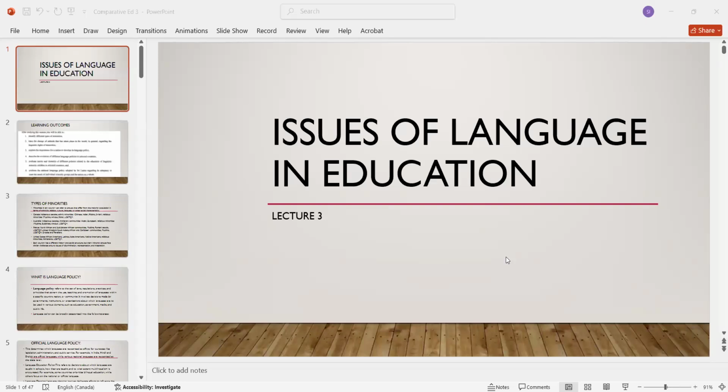So today our topic is issues of language in education, right? We are thinking we have these issues in Sri Lanka only, but each and every country is facing this problem, issues of language.